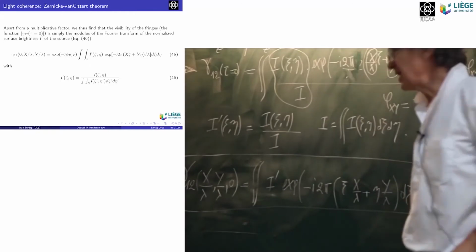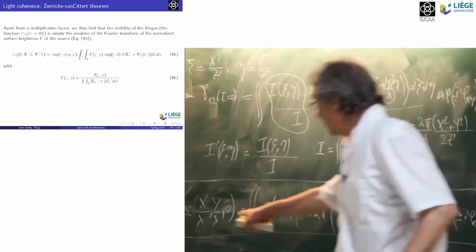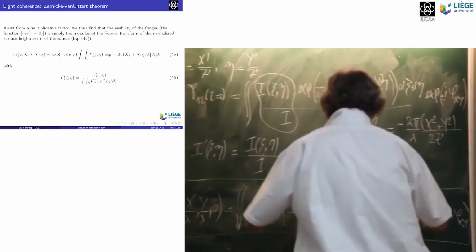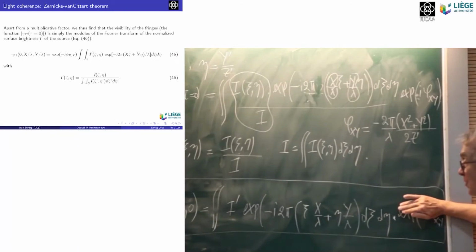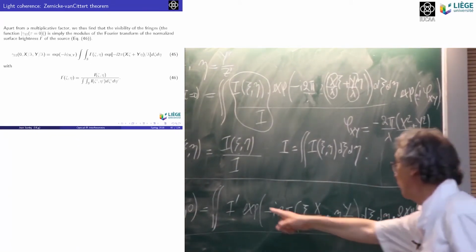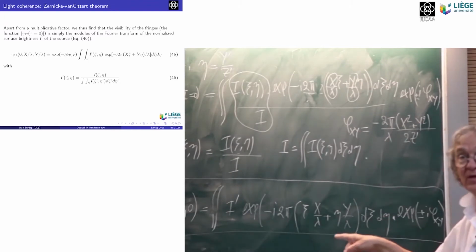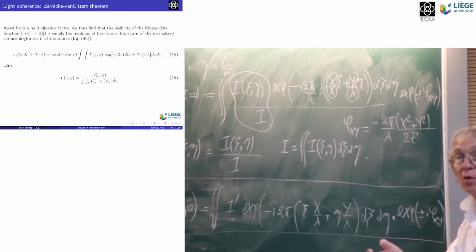Now, what is nice is that the visibility of the fringes is equal to the module of the complex degree of mutual coherence. If I take the module of that, this goes away. And what I see is that, wow, the module of the complex degree of mutual coherence is equal to the Fourier transform of the distribution of a normalized intensity at the surface of the source. And this is a fantastic result, of course.